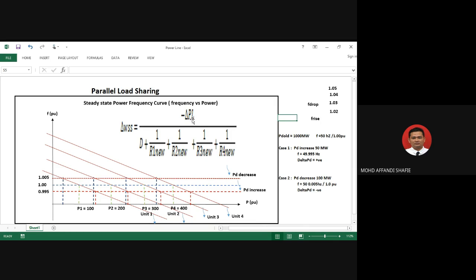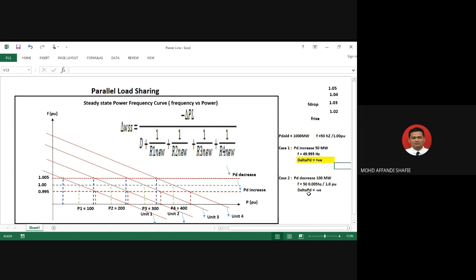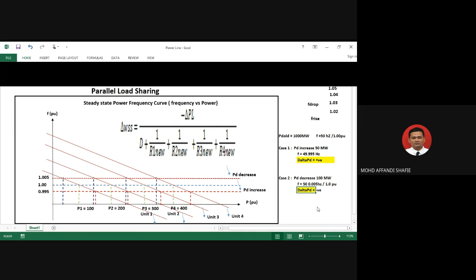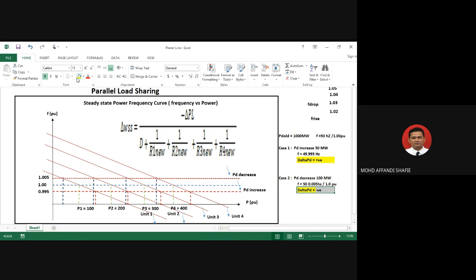Apa itu delta PL? Delta PL. Perubahan load, betul? Perubahan load demand. Perubahan load demand maksud dia boleh jadi positif ataupun jadi negatif kan? Betul sir. Kamu tak study langsung rasa-rasa ni.